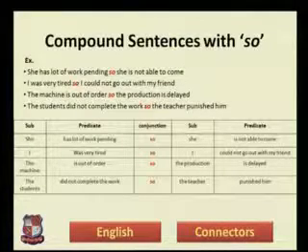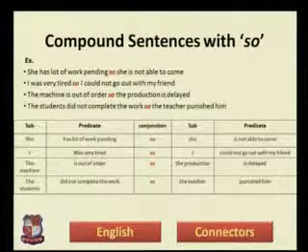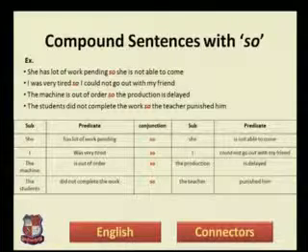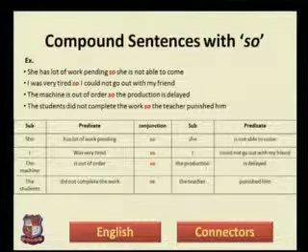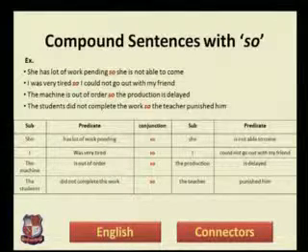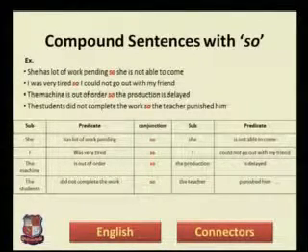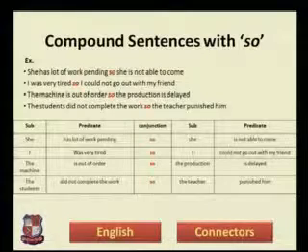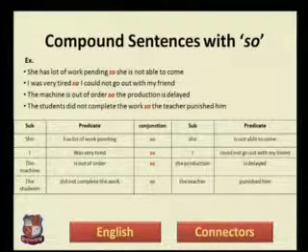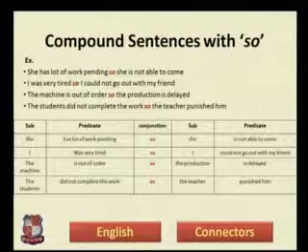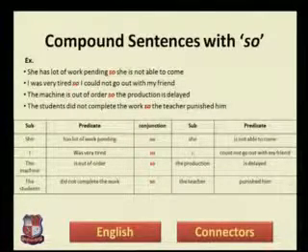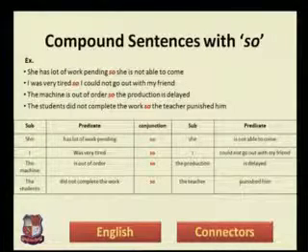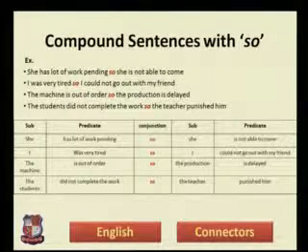So you can ask a question to the second sentence. Why is she not able to come? The answer will come that she has a lot of work pending. Similarly, in the second sentence you can see, I was very tired, so I could not go out with my friend. No need to say that both the sentences are simple sentences, as in both the sentences there is one subject and one predicate.